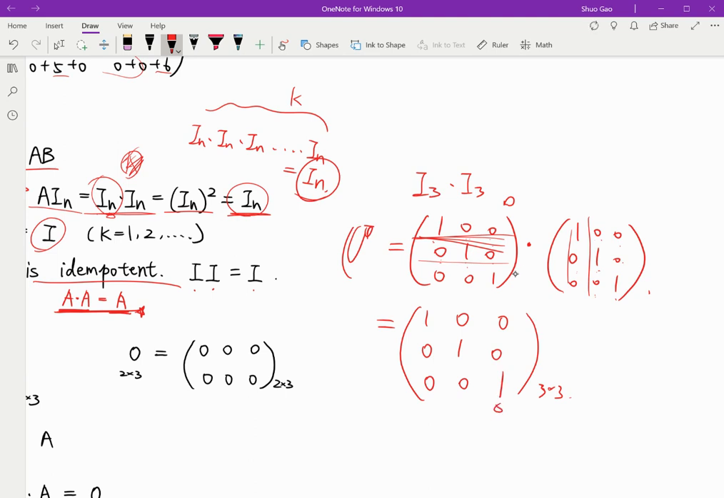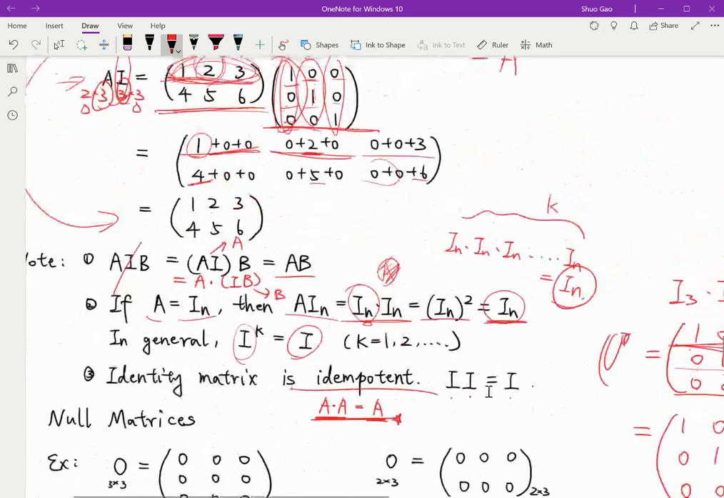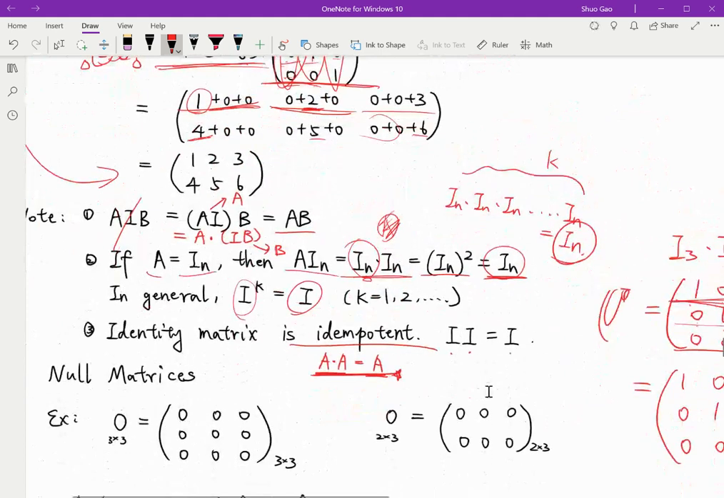left, because the last element is to use the third row and the third column. So 0, 0, and then 1 times 1, so that's 1 here. So the resulting matrix is still the same as I3, right? So that's this property. It's idempotent.